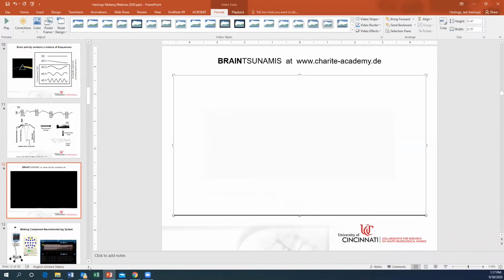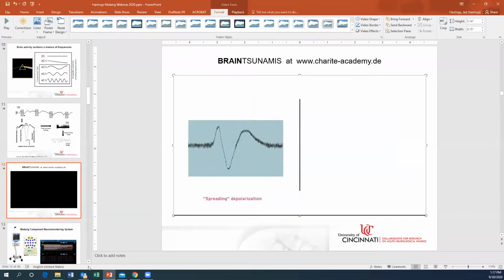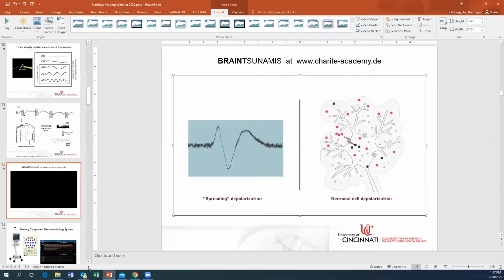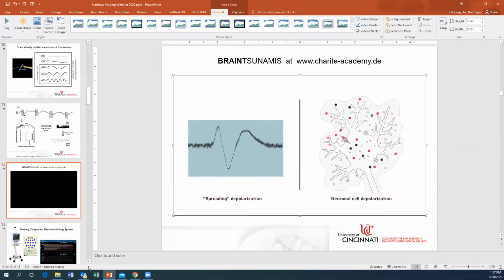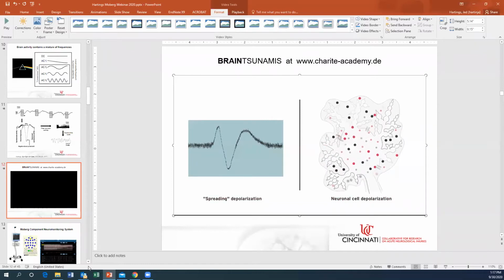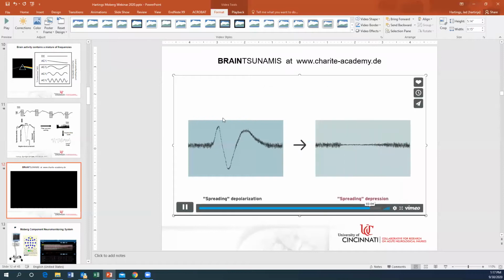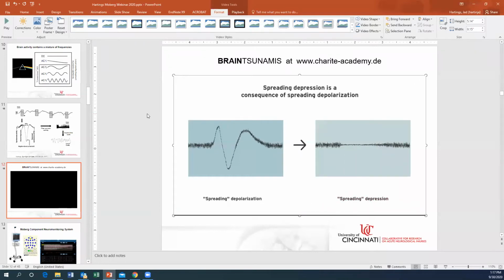The negative slow potential change indicates the mass depolarization of cells in the cerebral cortex. Looking at an individual neuron during spreading depolarization, you can see the breakdown of the physiological ion concentration gradients across its cell membrane. This results in cytotoxic edema with cellular swelling, distortion of the dendritic spines, and eventually loss of function. Therefore, spreading depression is always a consequence of spreading depolarization.